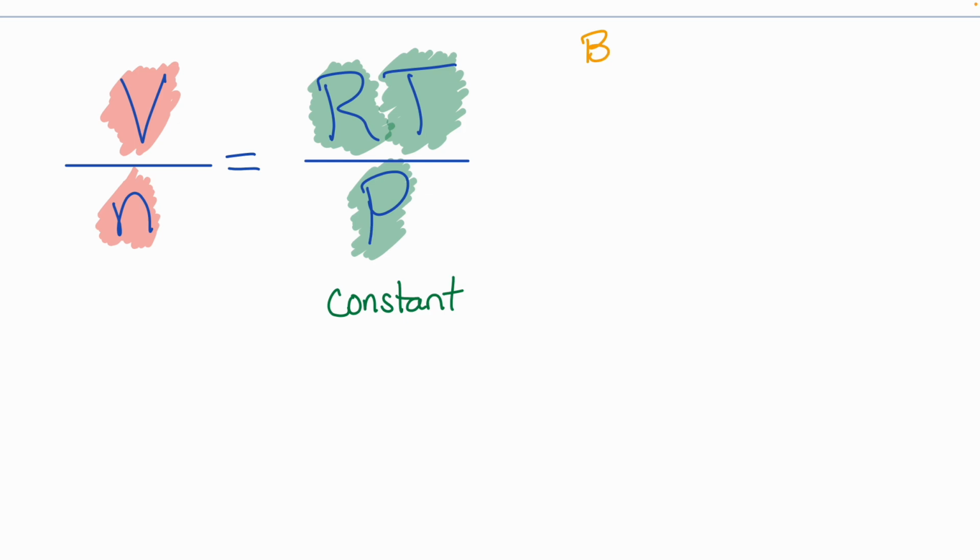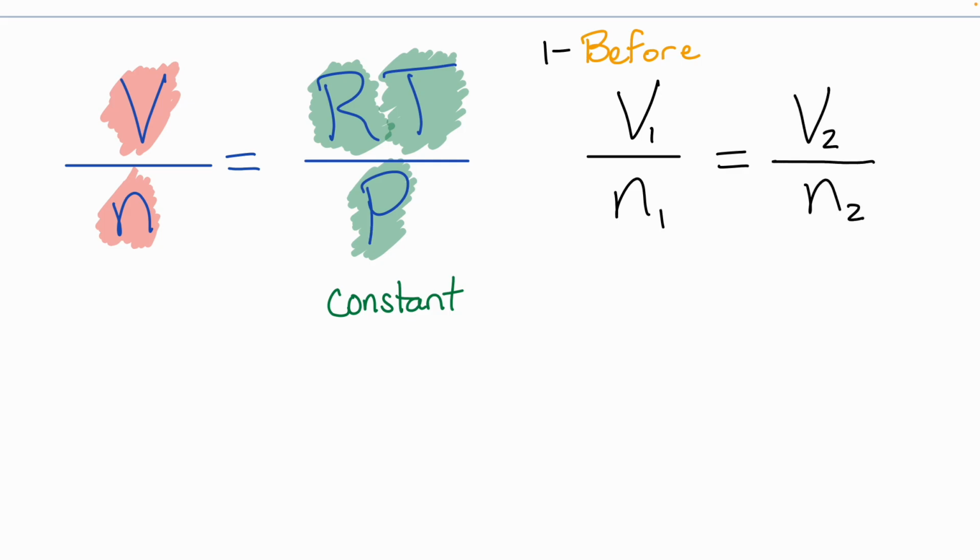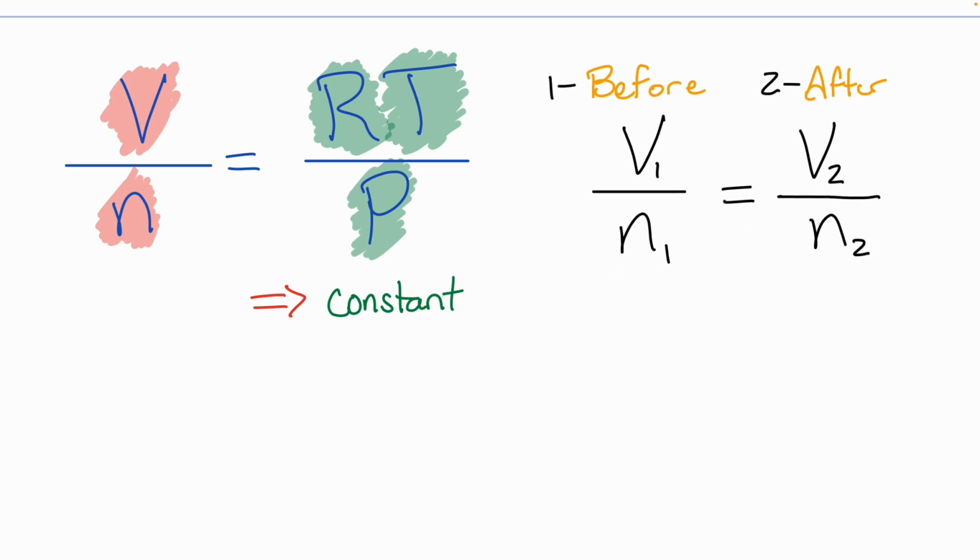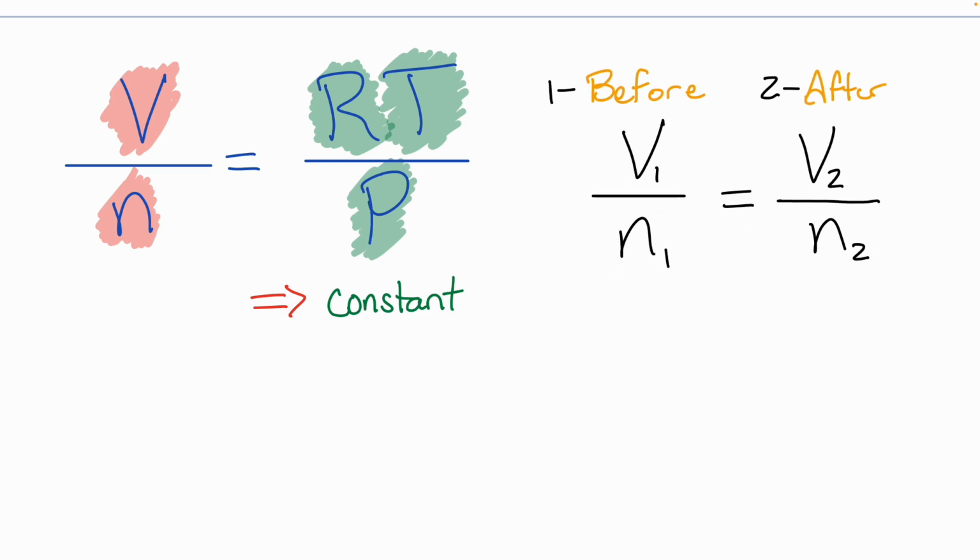So that means that before this change was made, my volume divided by number of moles is equal to some constant value. We're going to put a 1 here to indicate we're talking about before. And that has to be the same as that same constant value, my volume divided by my number of moles after that change was made. We're going to use this little 2 to indicate after the change was made. So my volume over moles beforehand has to be equal to volume over number of moles after.